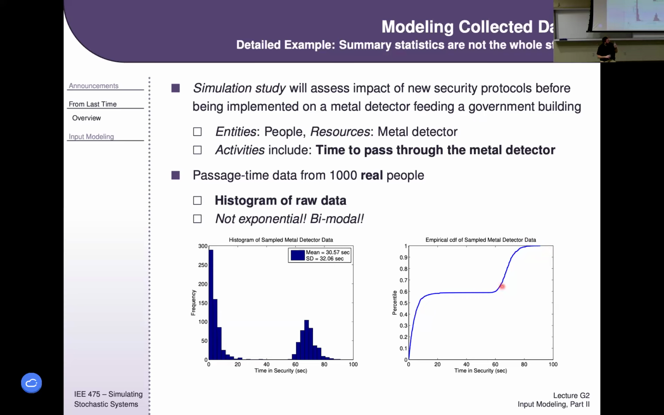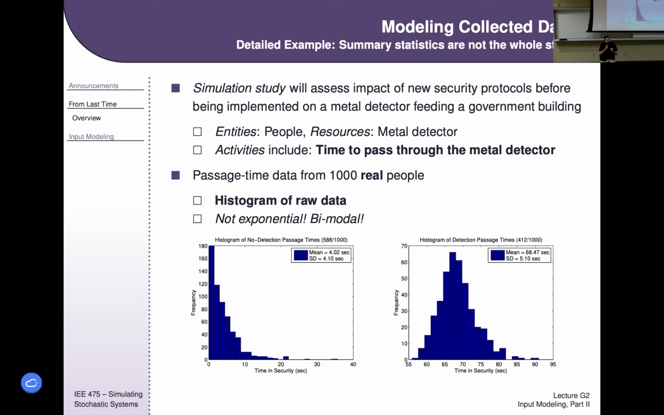When you see a flat spot in the middle of your CDF, that corresponds to an empty spot in your PDF or in your histogram. So that tells you this is a bimodal distribution. There are two rising areas separated by a flat area. So there's probably two populations here, and I'm going to split that data up.